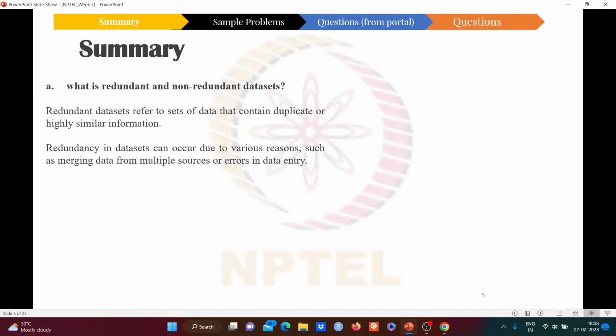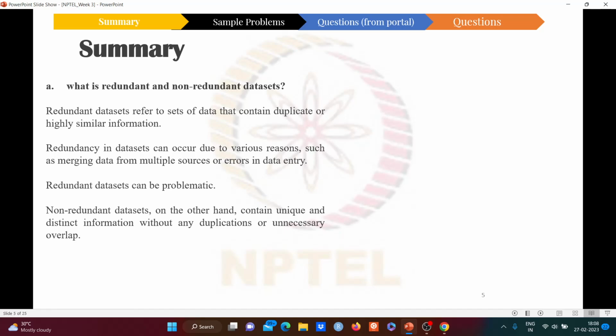Redundant datasets can be problematic as they increase the size of the data, make analysis more time consuming, and potentially introduce errors if the duplicate data is not identified and removed. Non-redundant datasets, on the other hand, contain unique and distinct information without any duplications or unnecessary overlap. They are desirable for data analysis as they are more efficient, easier to manage, and less prone to errors.